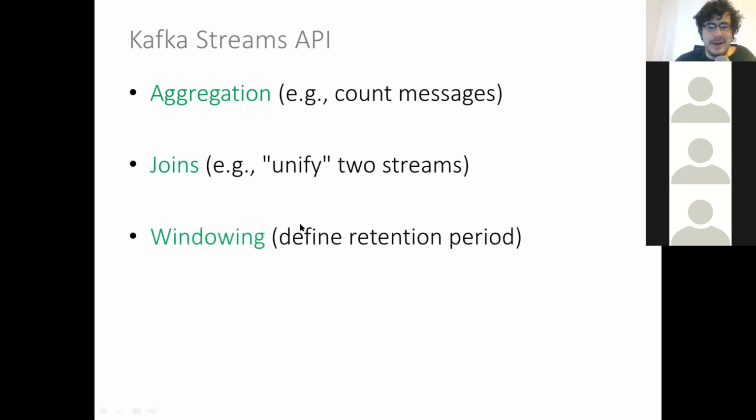There is also windowing, which allows us to define a retention period. It allows us to essentially cache and store data that we can refer to later if we want to go back in time. So we can do that with this windowing feature of Kafka. This is just to give some idea of what other sorts of things we can do.